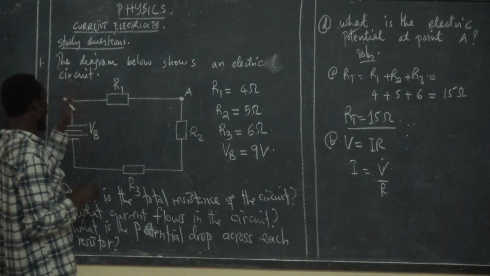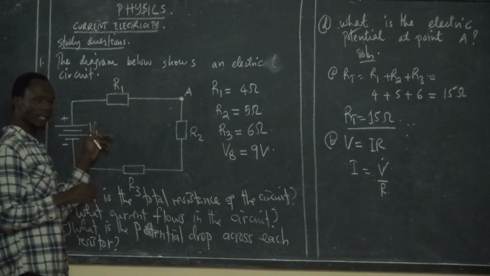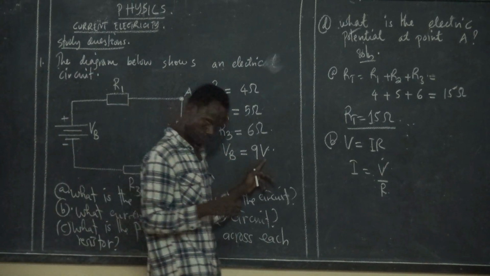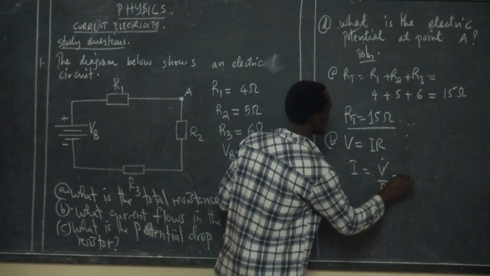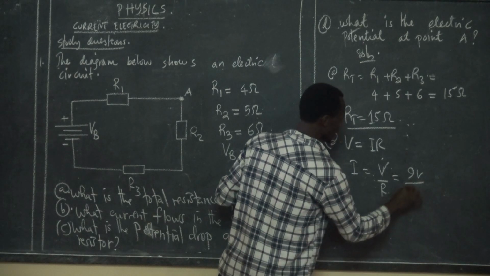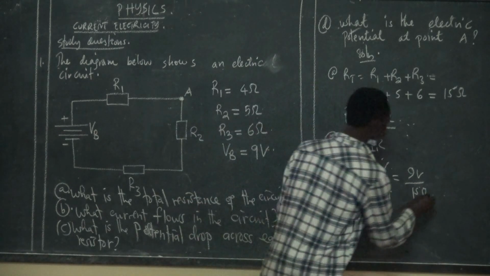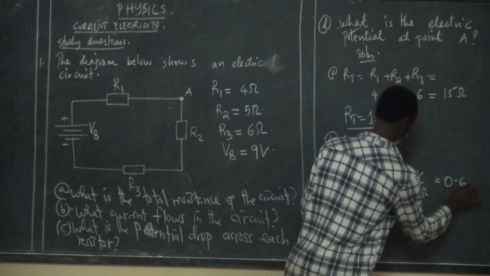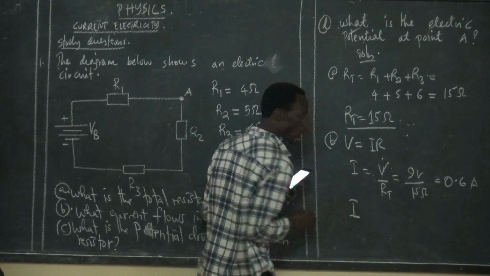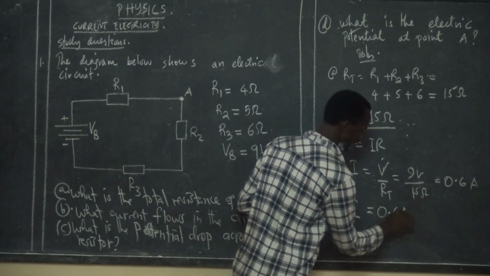Now, calculating the current flowing through the circuit, we take the voltage across the battery and divide by the total resistance. Voltage is 9 volt over total resistance 15, which is equal to 0.6. Now this is in ampere. The current flowing through the circuit is equal to 0.6 ampere.